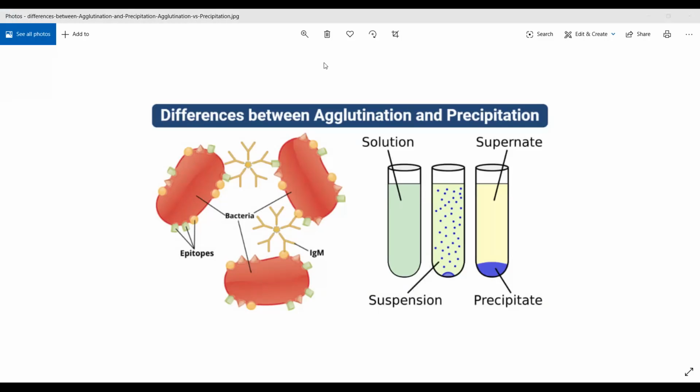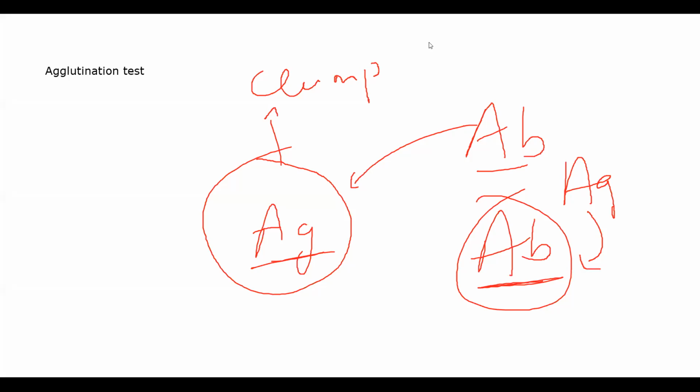All right, फिजिकल स्ट्रक्चर अलग रहता दोनों का. Then we have neutralization reaction.